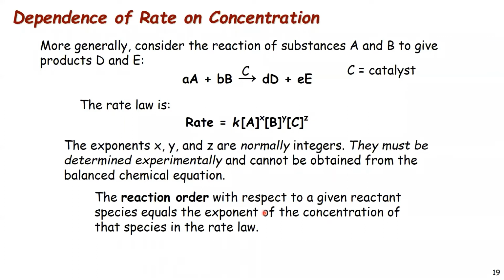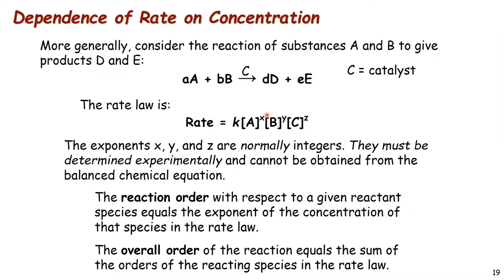Okay, so the reaction order with respect to a given reaction species simply equals the exponent. So the overall reaction order would just be X plus Y plus Z. The individual orders would be, so A would have the Xth order, B the Yth order, and C the Zth order. Okay? So that's the reaction orders, and then the overall order is just the sum of X, Y, and Z. So the individual reaction orders, and then the sum is the overall order.